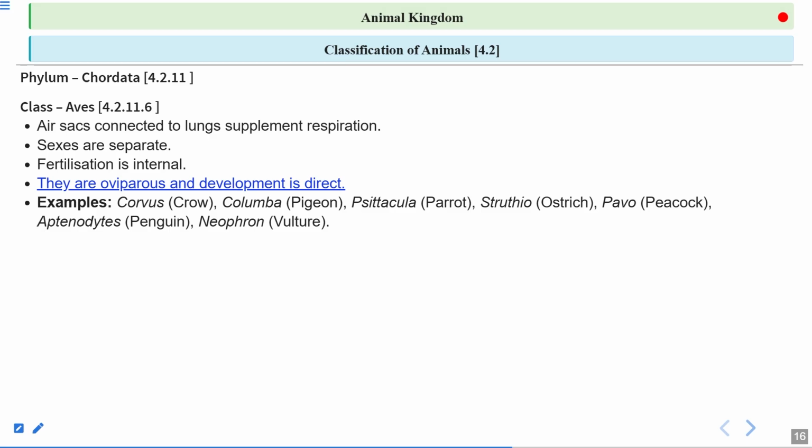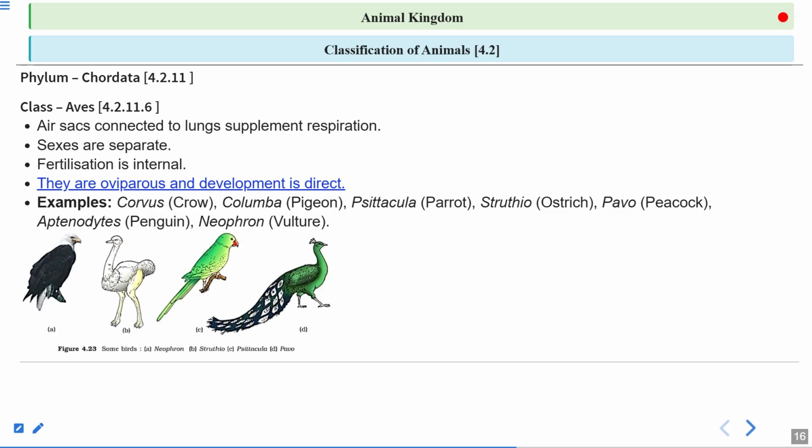Now we will talk about the examples. Corvus. Corvus is the scientific name of crow. Commonly we call Corvus a crow. Columba, that is called pigeon. Psittacula, parrot. Struthio, ostrich. Pavo, as a peacock. And Aptenodytes, that is penguin. And Neophron, that is vulture.